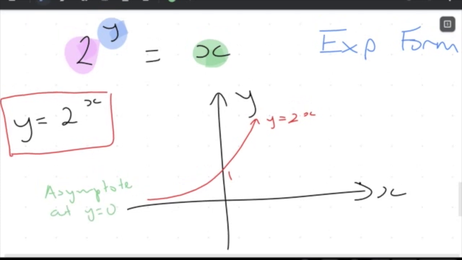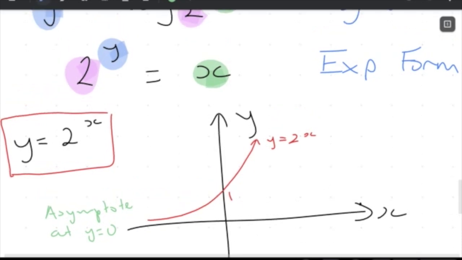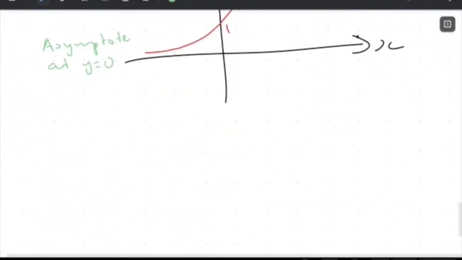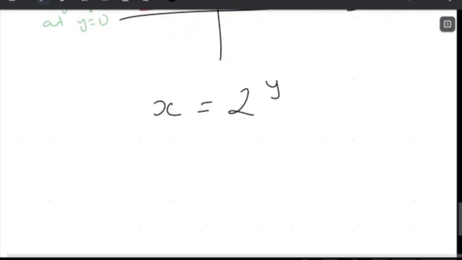Now, this graph that I've drawn in red is different to my equation up here. I just left this graph of y equals 2 to the power of x here temporarily, because we now want to investigate the equation up here. So my log equation, written in exponential form, this one with a green box around it, 2 to the power of y equals x. Just momentarily, let's write this down here: x equals 2 to the power of y.